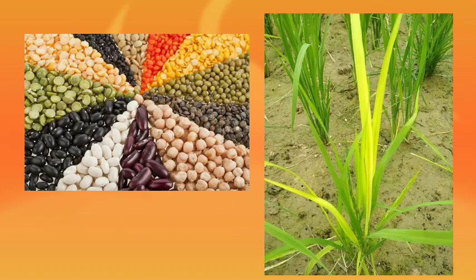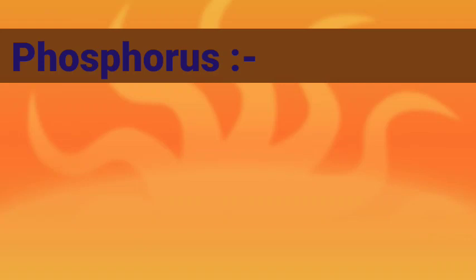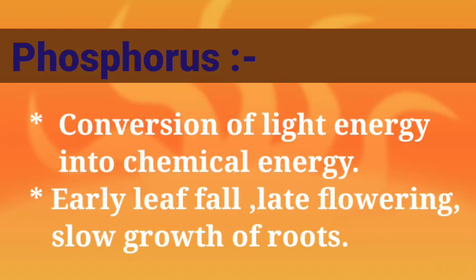Second nutrient is phosphorus. Phosphorus is very important for the conversion of light energy into chemical energy during the process of photosynthesis. Deficiency of phosphorus in plants causes early leaf fall, late flowering and slow growth of roots.